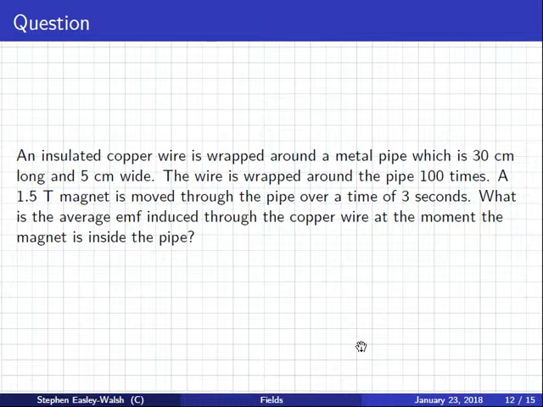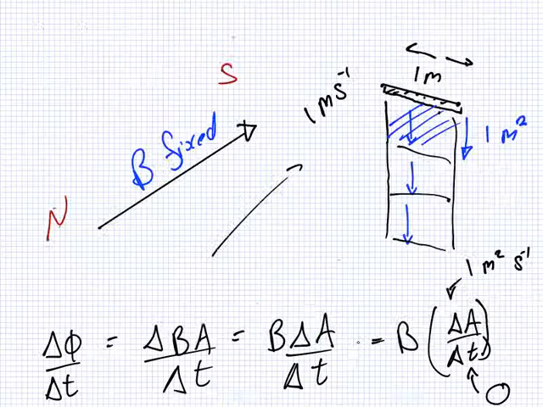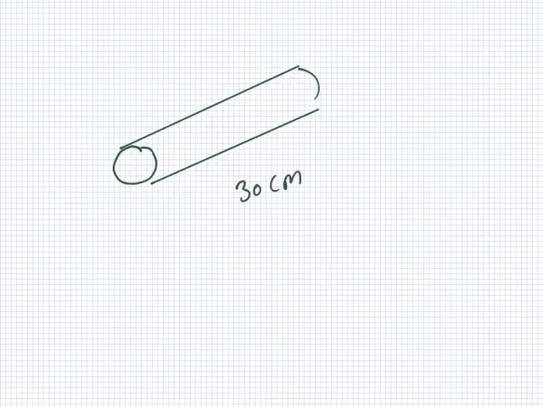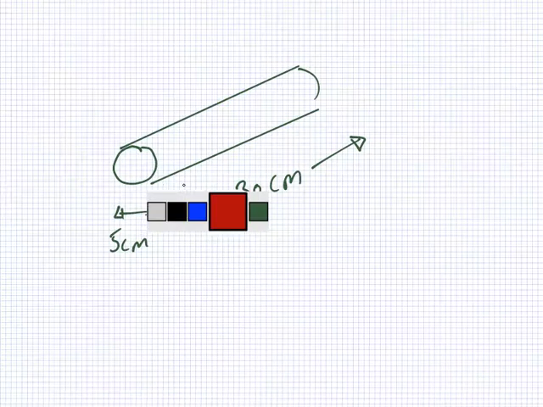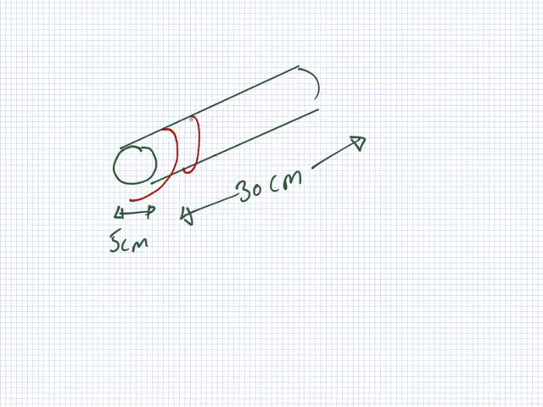Okay, so an insulated copper wire is wrapped around a metal pipe which is 30 centimeters long and 5 centimeters wide. So let me draw that first. So we have a pipe, and it's 30 centimeters long and 5 centimeters wide. The wire is wrapped around the pipe 100 times. So we put a wire around this 100 times.